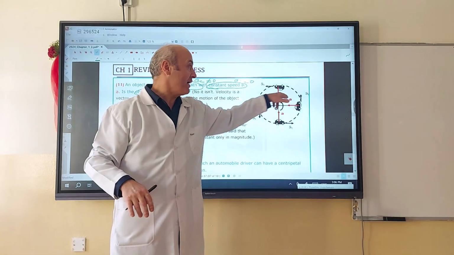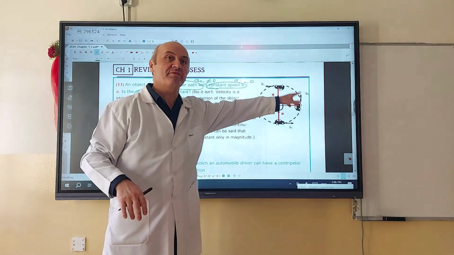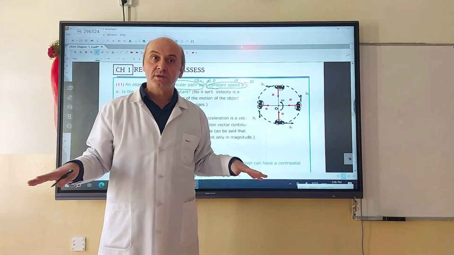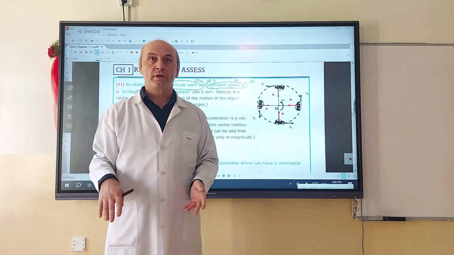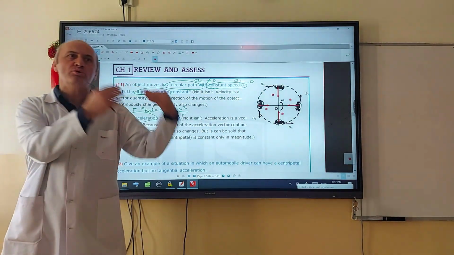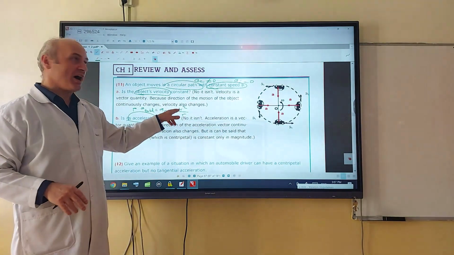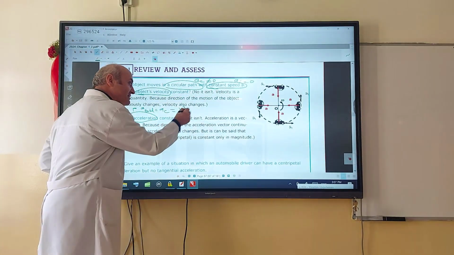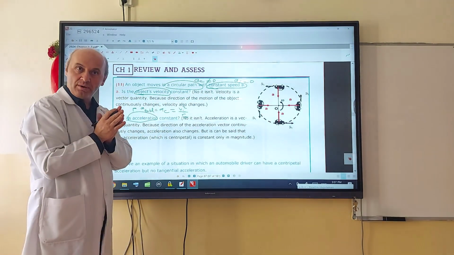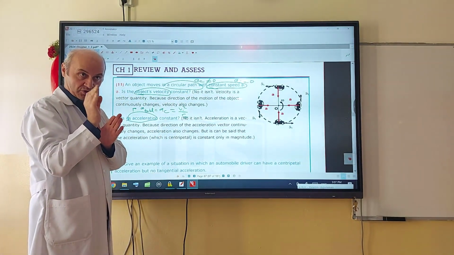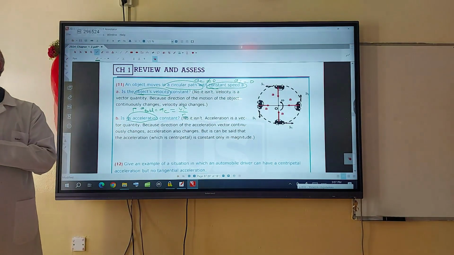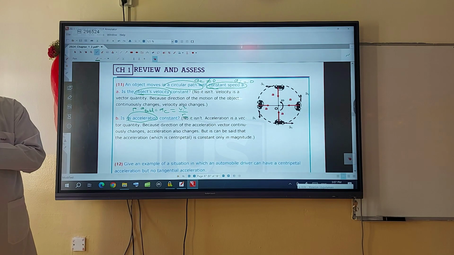Direction is changing. Left, down, right, up, left, down, right, and so on. If a vector is constant, its direction shouldn't change, but it's changing. In this case, we cannot say it. But can we say acceleration is constant in magnitude? Yes, we can. Acceleration is constant in magnitude because V is constant, R is constant, it doesn't change, so our result doesn't change. But direction changes. That's why acceleration is not constant, but acceleration is constant in magnitude terms.